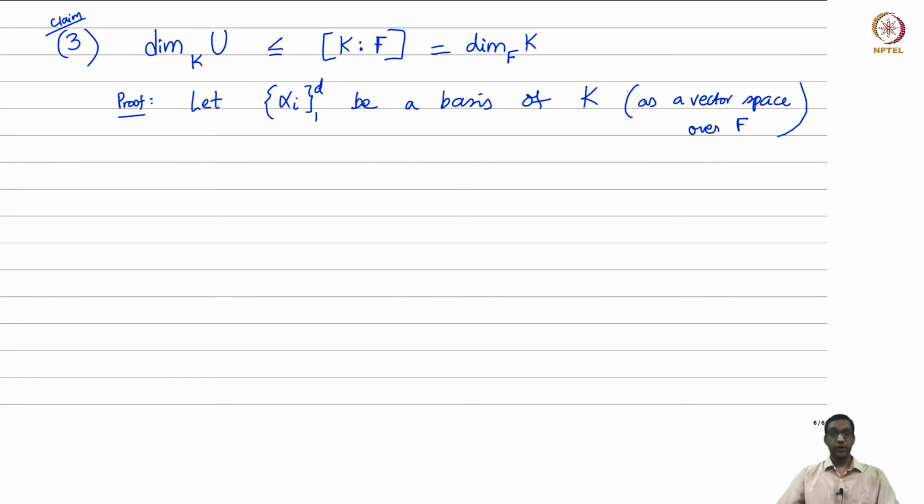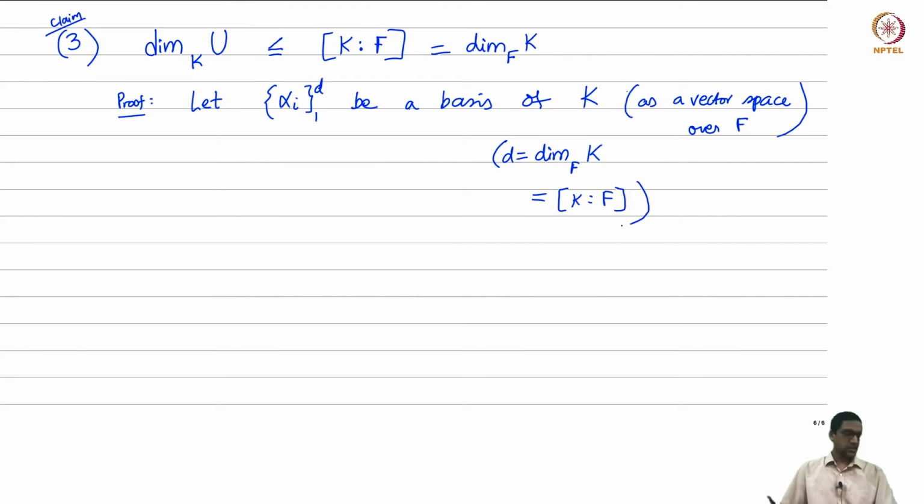Okay, so recall we have already assumed that K over F is a finite dimensional vector space. So let D denote the dimension of this space. For me here, D will be just the dimension of K as a vector space over F, in other words.